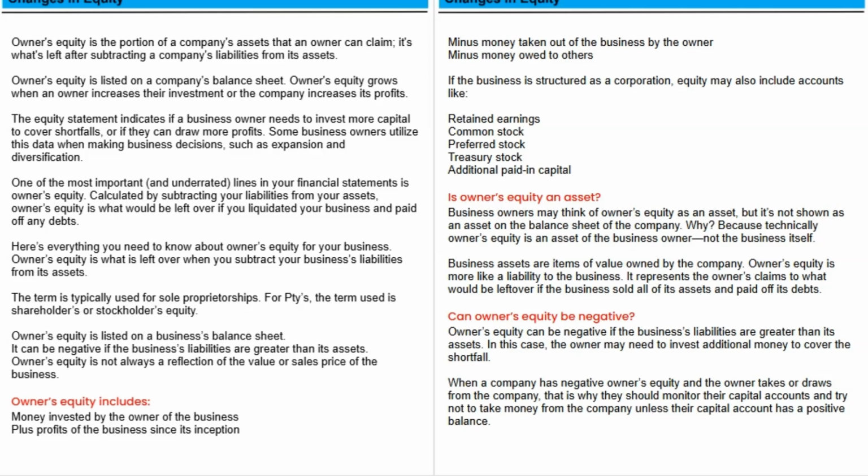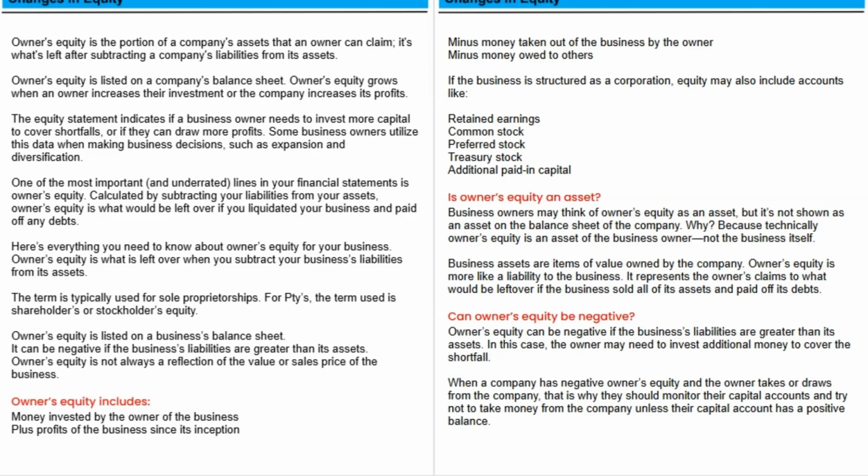The one question on everyone's mind: is owner's equity an asset? Now, business owners may think of owner's equity as an asset, but it's not shown as an asset on the balance sheet of the company. Why? Because technically owner's equity is an asset of the business owner, not the business itself.